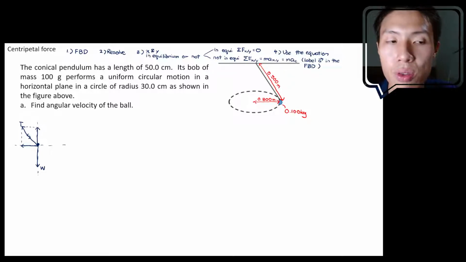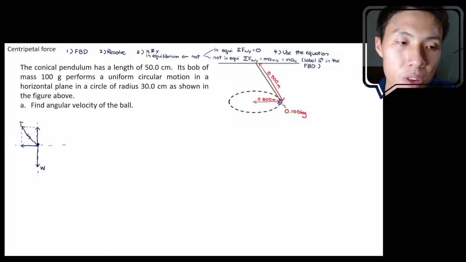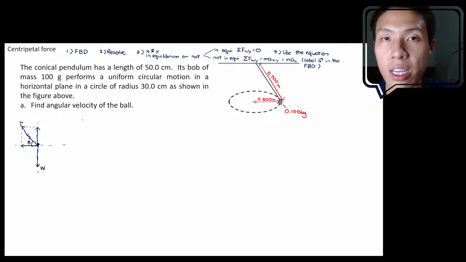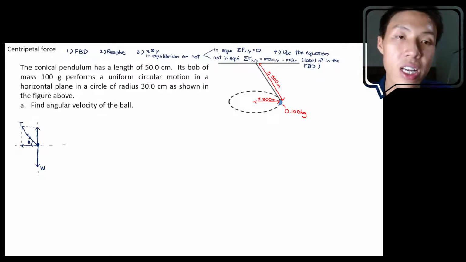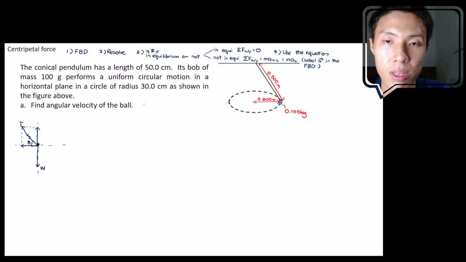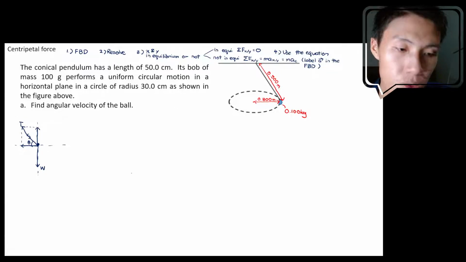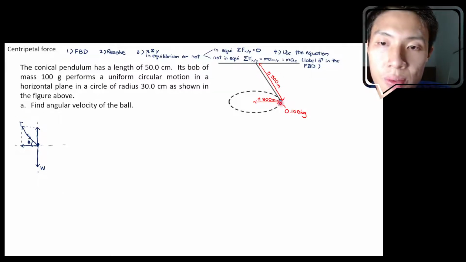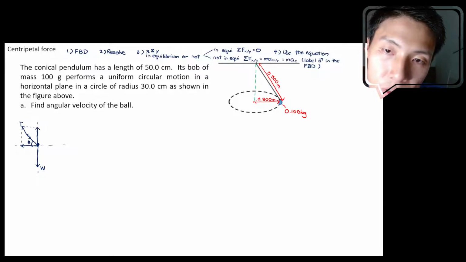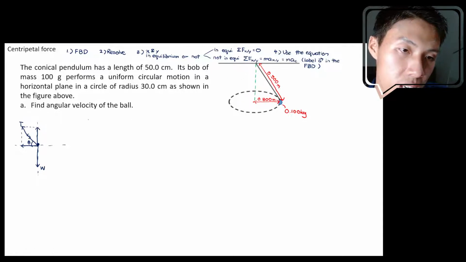But if you want to resolve it, it will be more appropriate if we find the angle over here first. Before we do any kind of resolving, that will allow us to put in the values for cos and sine really clearly. So is there any possible way for us to determine the angle over here? If you look carefully, I think there is a way. They already give us the length of the string and also the radius of the circular motion. If you connect the dots over here, I believe you can see that this is a right angle triangle.